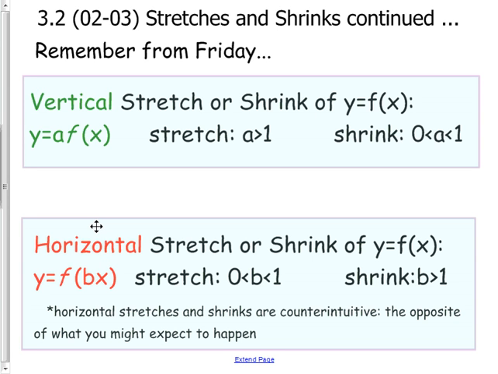Okay, today we're talking about stretches and shrinks again. So here it is in words if you'd like to read through that. I'll pause for a second. Okay, so here is the way I would summarize it for you.